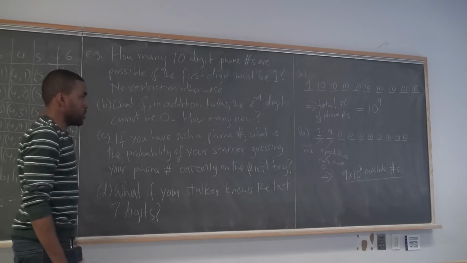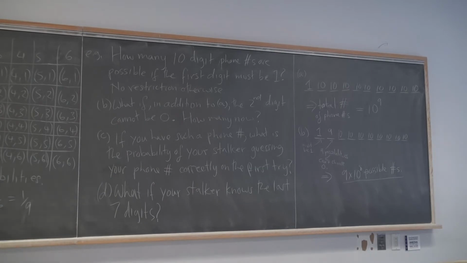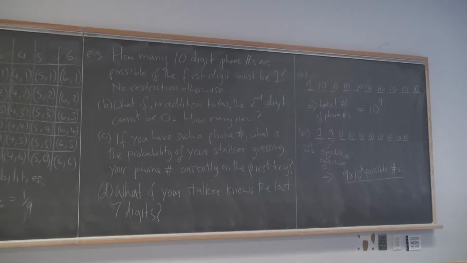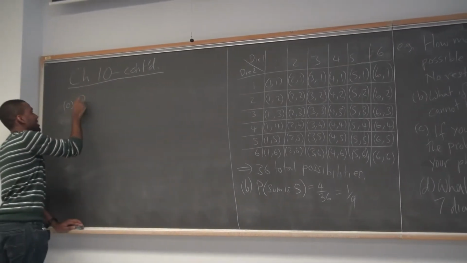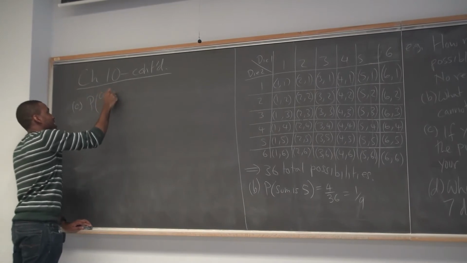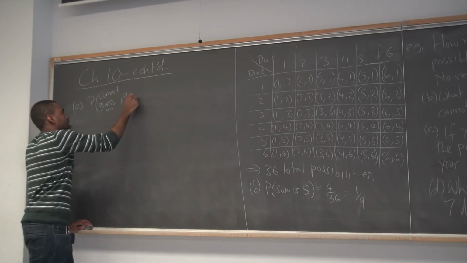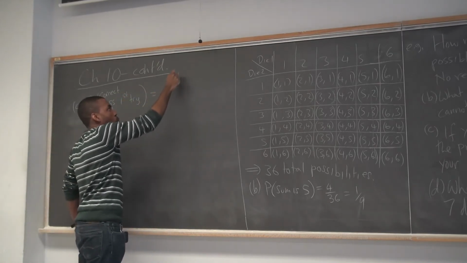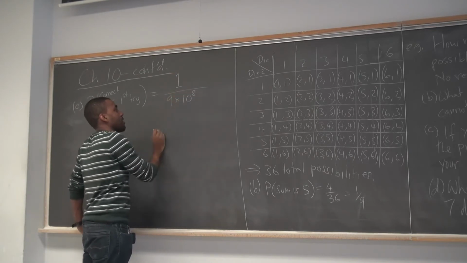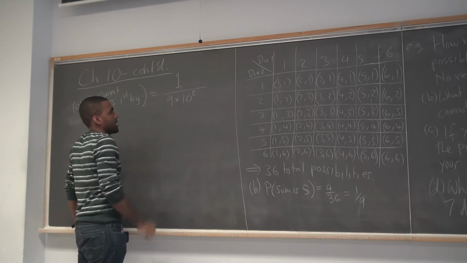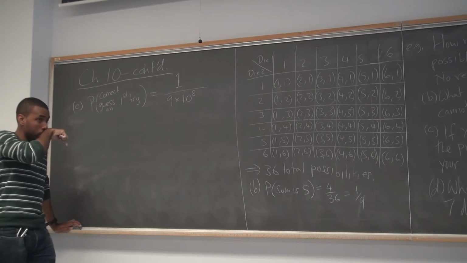Now, if you have such a phone number, like this one in B, and you have a stalker who's trying to guess your phone number, what are the chances he gets it right on the first try? 1 out of 9 times 10 to the 8, or 1 out of 900 million. He'd have to guess your one correct phone number out of all the possibilities. As a decimal, that's like 0.00003. There are a lot of zeros there.